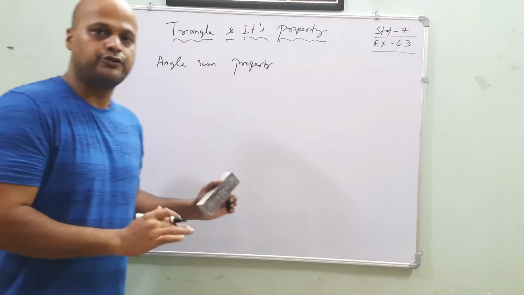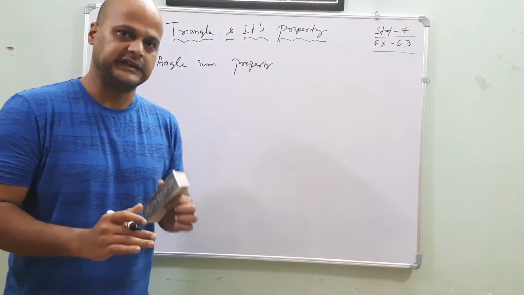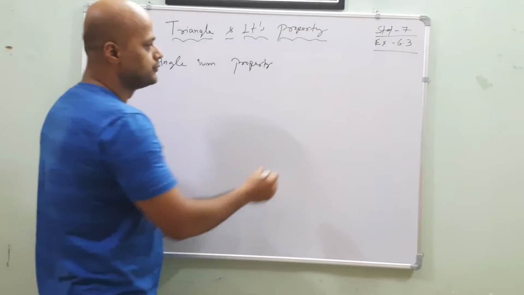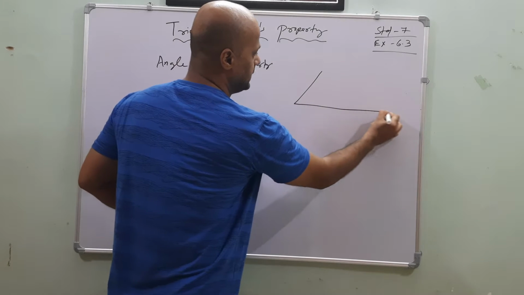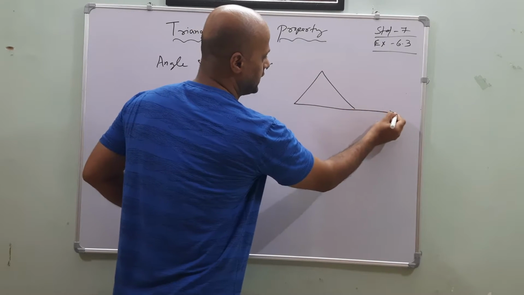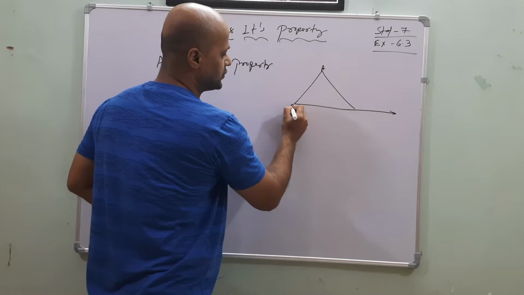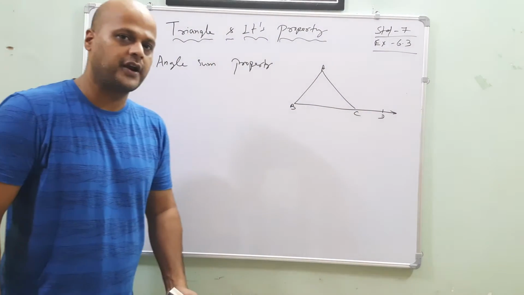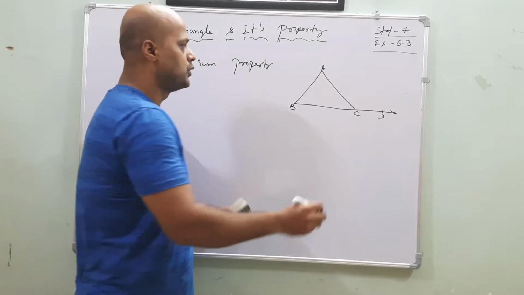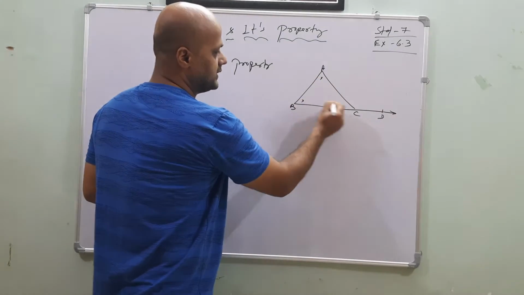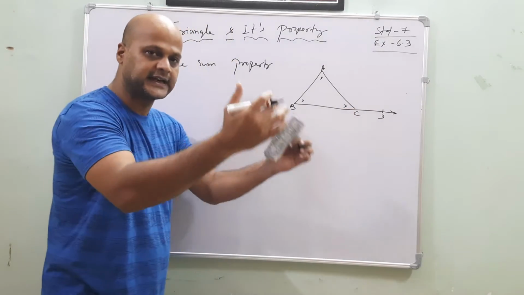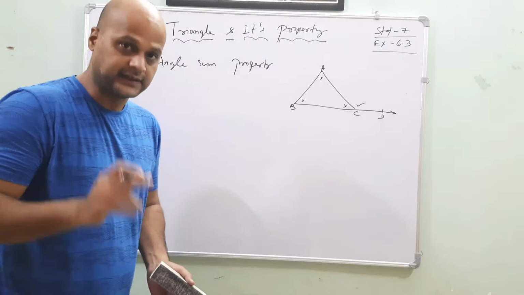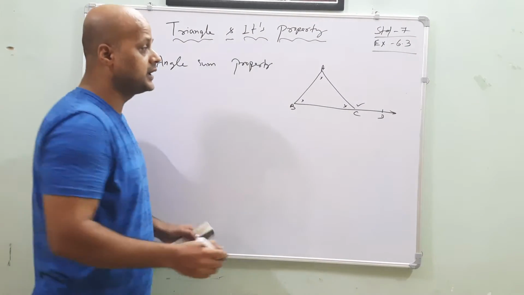Okay, before going to the angle sum property, let's revise the previous chapter a little bit. In the previous chapter we learned that in a triangle there are two types of angles. Yes or no, my dear friends? Yes, very good. What are the two types of angle? One is interior angles, which are present inside the triangle, and another is called exterior angle. Yes or no?